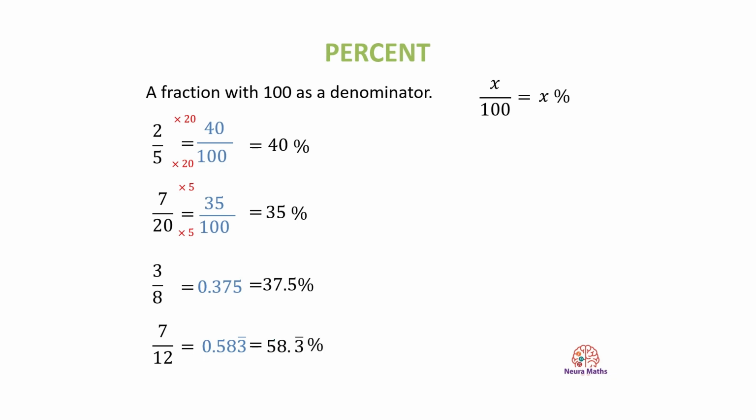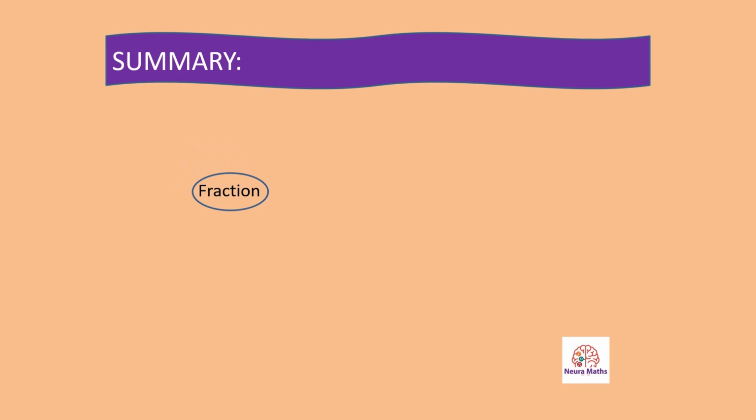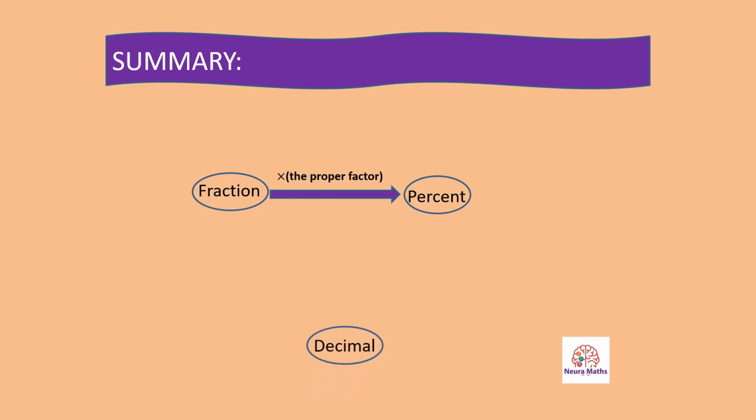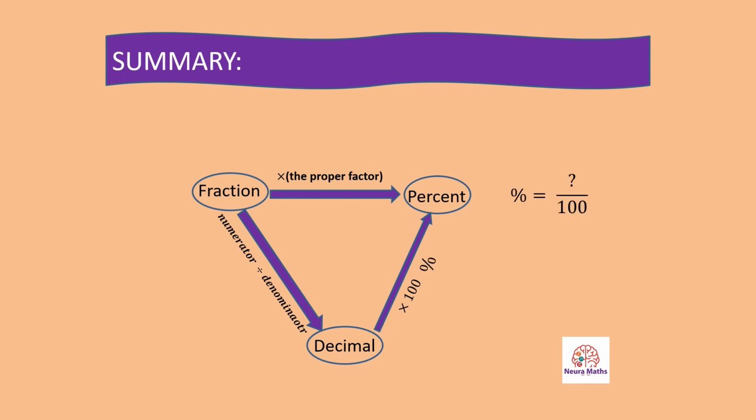To sum up, a fraction can be written as a percent by multiplying it by the proper factor that makes the denominator 100, or changing it to a decimal by dividing the numerator by the denominator and moving the decimal point 2 digits to the right. Percent symbol means over 100.